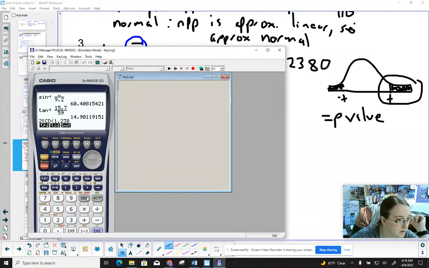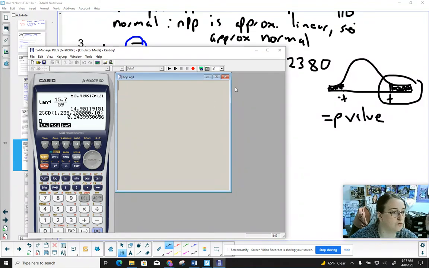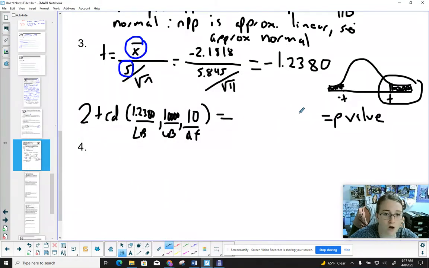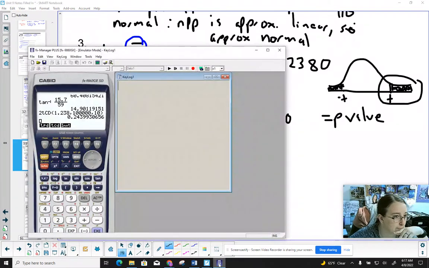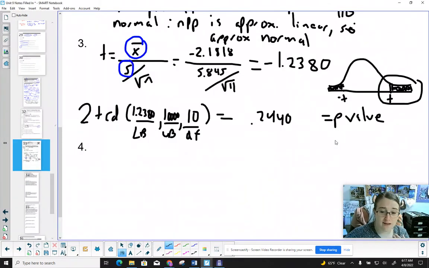Okay, so I have 1.238, comma, 1 with a bunch of zeros at the back end of it. That's fine. That's enough, honestly. Comma 10. Okay, 0.244. So my p-value is 0.2440. That would round to, that was 399, I believe. Yeah. Okay, so here is my p-value.